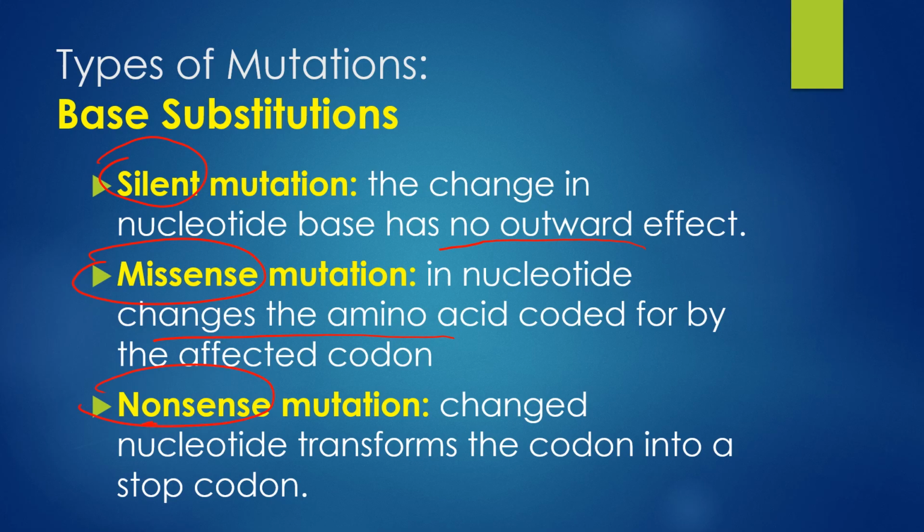Nonsense, so there's an O in there, nonsense, you make a stop codon. So basically, by changing one of the C, G, A, U, whatever, you can get different effects. One is you don't get an effect at all, so it's silent. Missense means you do change it, and there's an effect. And nonsense means that you produce a stop codon, a premature stop codon.